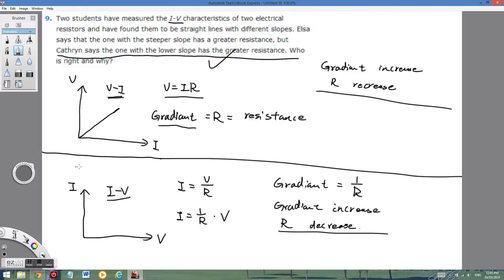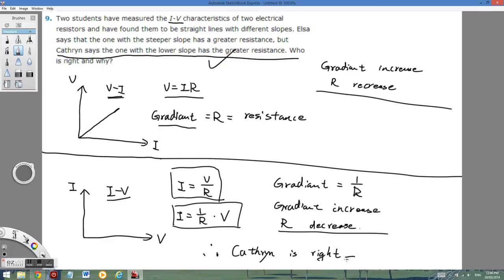So in the exam, if you need to explain this, the best way would be just using math. Just write down the equation. The gradient is 1 on R, means the gradient increases, the resistance decreases. So Catherine is right. And that's done.